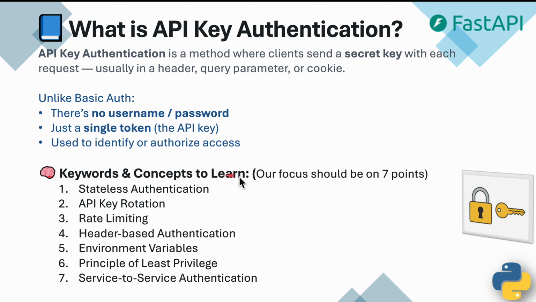Keywords and concepts to learn. Our focus should be on 7 points: stateless authentication, API key rotation, rate limiting, header based authentication, environment variables, principles of least privilege, service to service authentication.